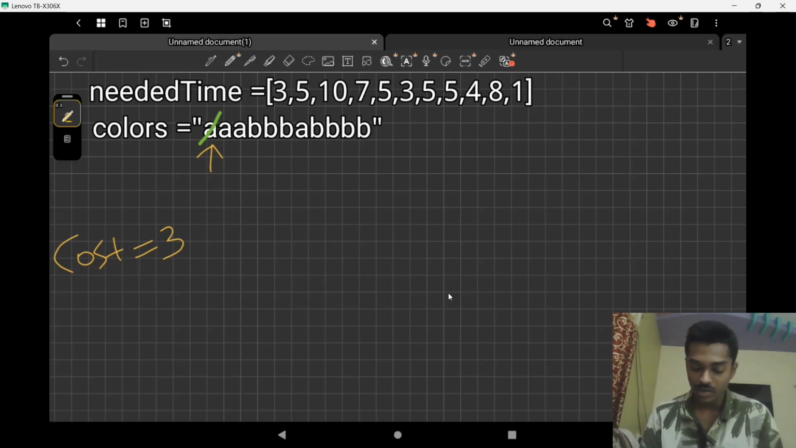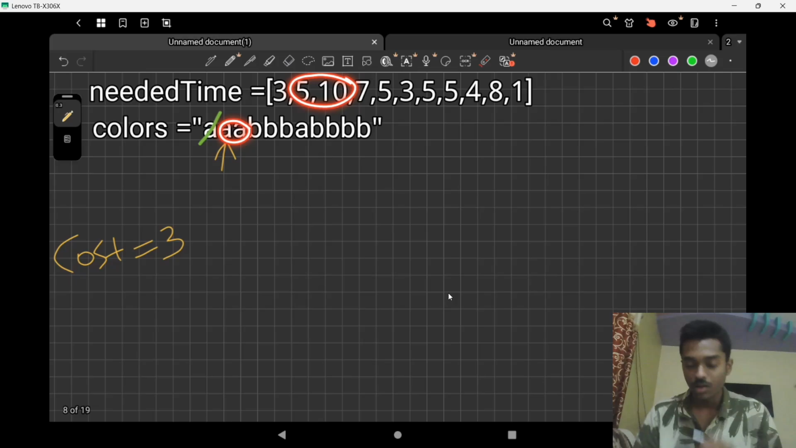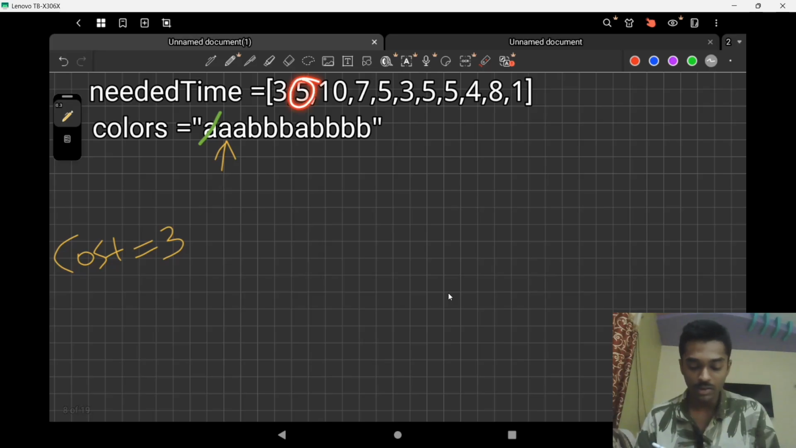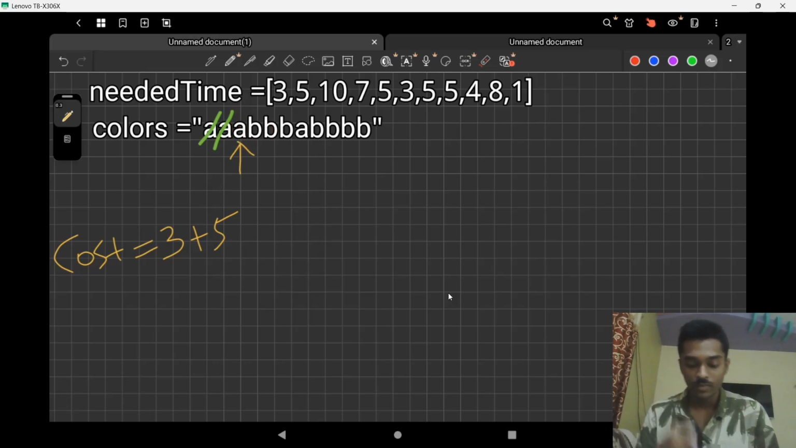Now let's move on to the next. Now this is our a, and our previous now becomes this a, because we removed the other one. Now a is again equal to this a. These are their respective times needed, so I am going to remove this one because the time is smaller. So just add 5 and remove this a. Now our previous becomes current. Now b and a are not the same, so we simply move forward.